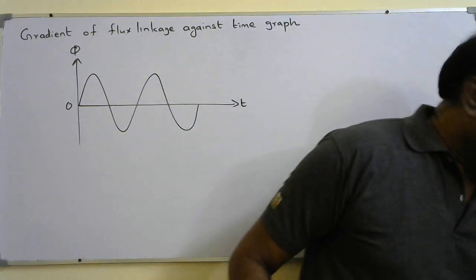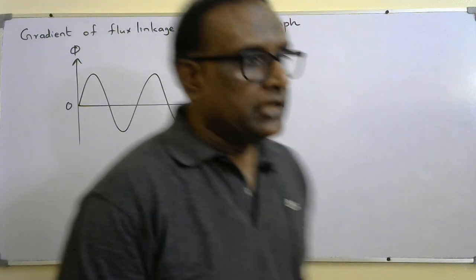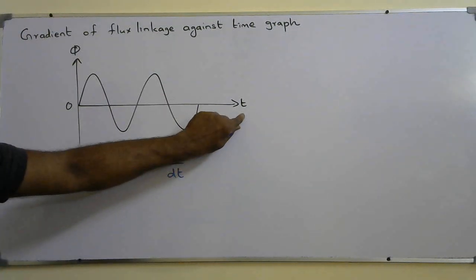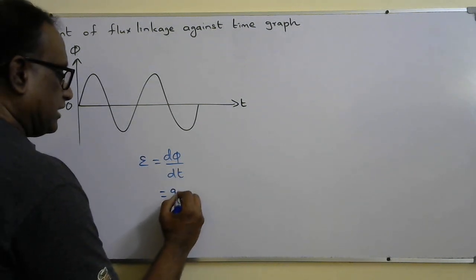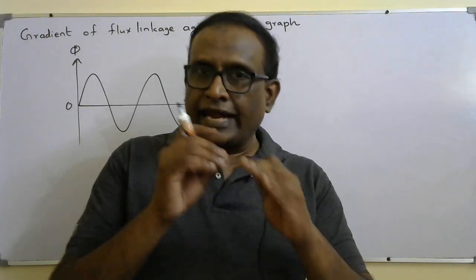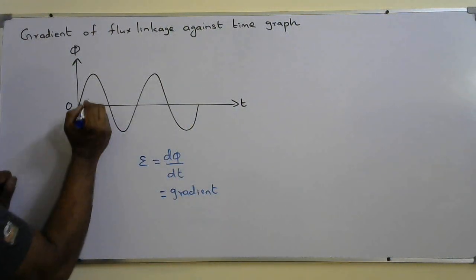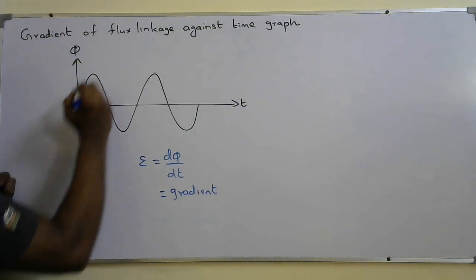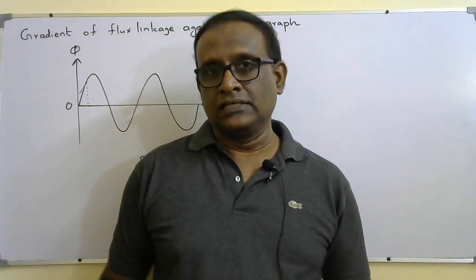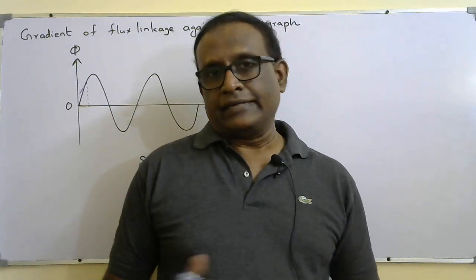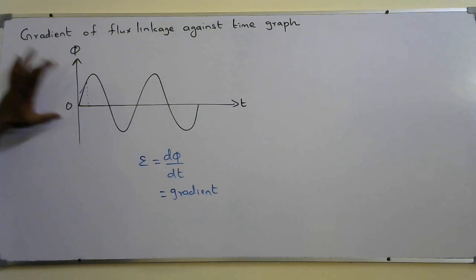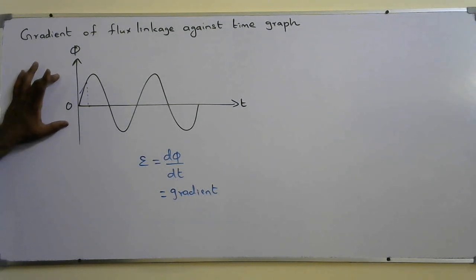Okay, so what will the gradient of the flux linkage against time graph be? You know that induced EMF is given as the rate of change of flux linkage. This is a flux against time graph, so the rate of change of flux linkage is the gradient of the graph. So if you want to find the induced EMF at a point, the instantaneous EMF at a point, draw a tangent to the graph. Say if the time is given, maybe at this instant, what's the induced EMF? Draw a tangent at that point and find the gradient. That will be the induced EMF at that instant. If you just find the change in flux over the time taken, that will give the average induced EMF.